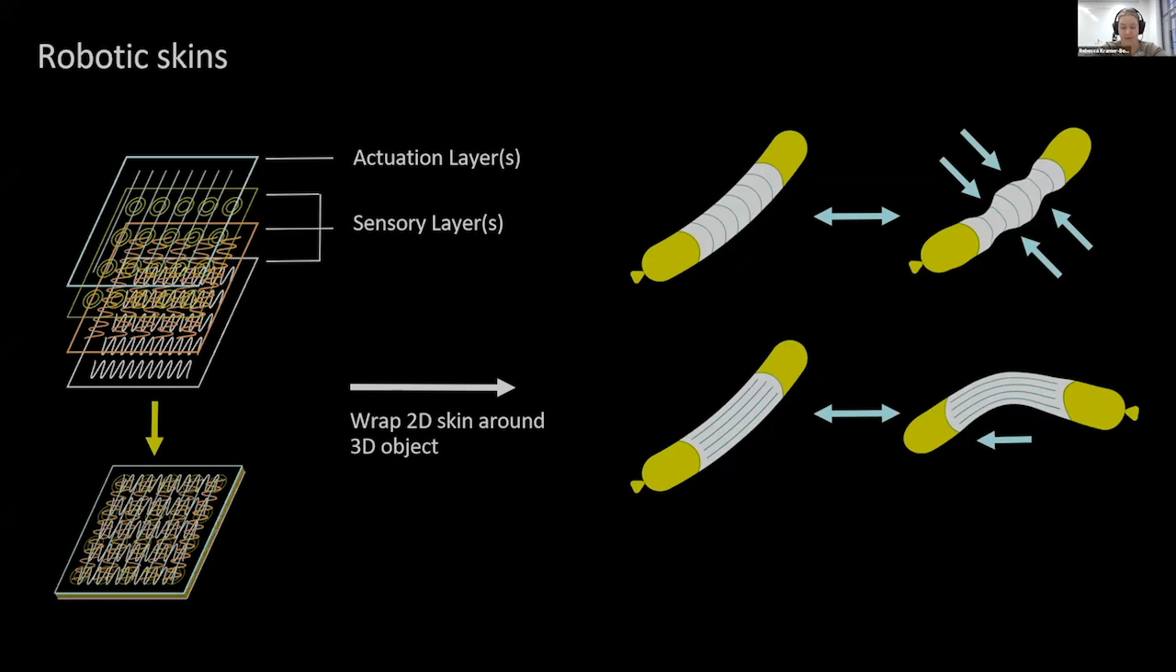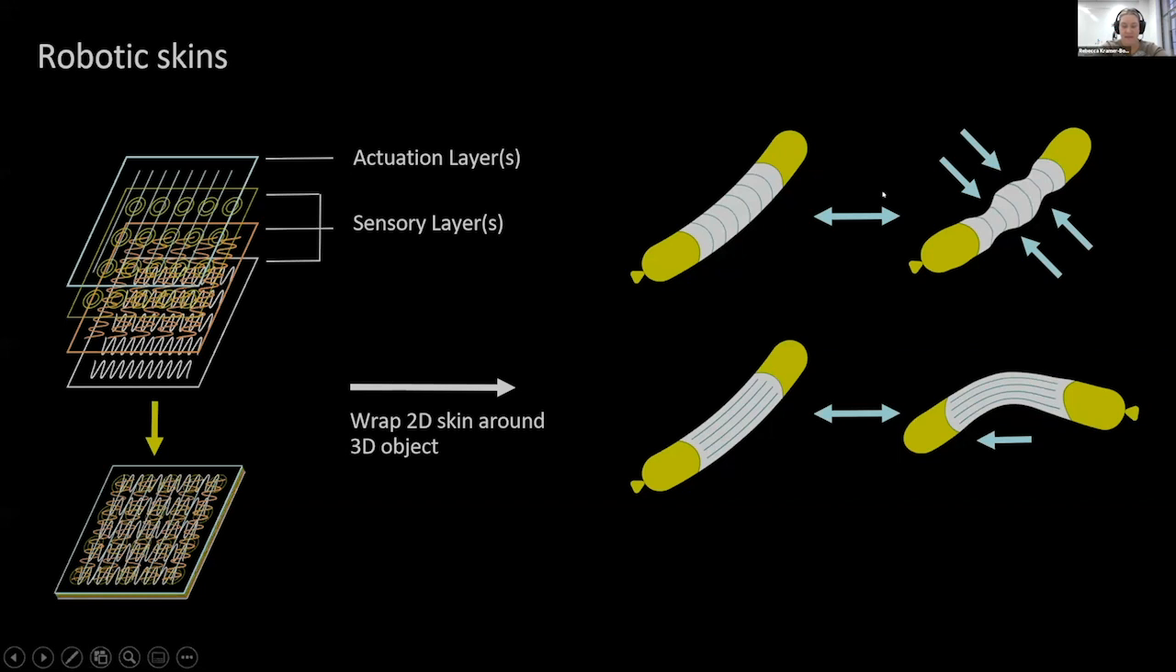For example, in the schematic, you can see a robotic skin made from a substrate, actuators, and sensors, which is wrapped around a soft balloon. This robotic skin contains linear contracting actuators, which, when wrapped around the balloon circumference, compress the balloon. And you can imagine something like this being used for peristaltic locomotion.